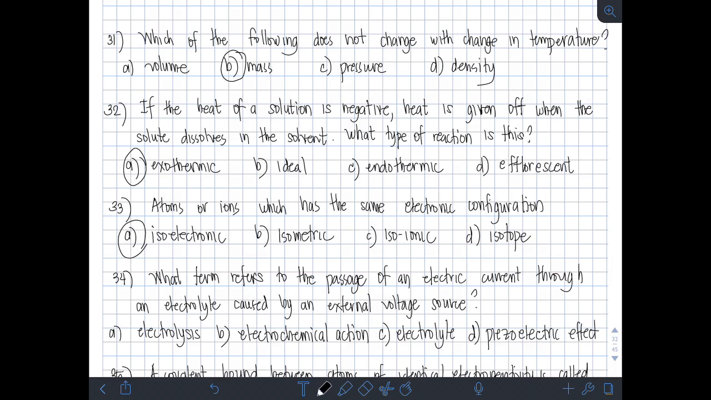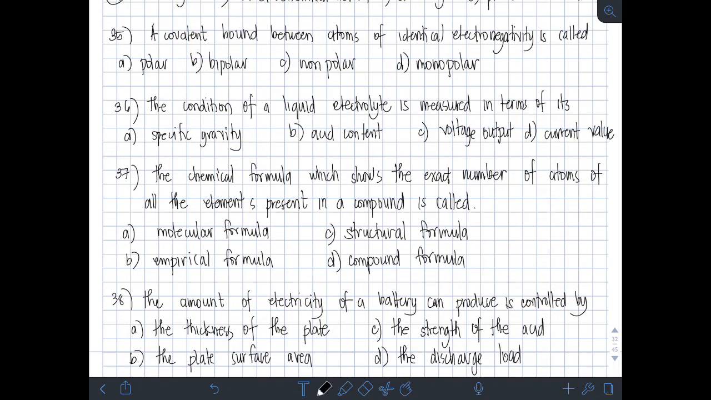Next, what term refers to the passage of an electric current through an electrolyte caused by an external voltage source? A, electrolysis, B, electrochemical action, C, electrolyte, D, piezoelectric effect. So the correct answer here is letter A. Next, a covalent bond between atoms of identical electronegativity is called A, polar, B, bipolar, C, nonpolar, D, monopolar. The correct answer is letter C, nonpolar.